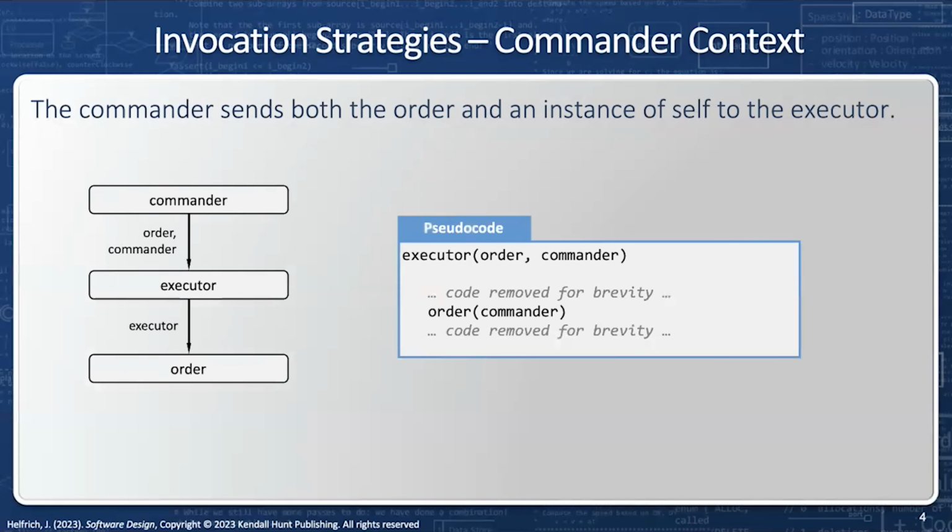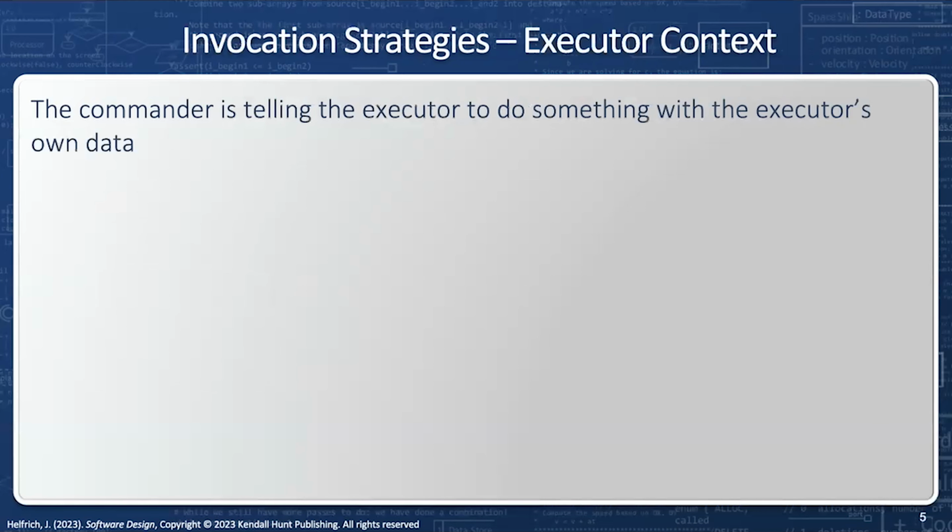So let's take a look at a pseudocode for the executor. It's going to take an order from the commander as well as an instance of the commander itself, and at the appropriate time and place, it will actually execute that order on behalf of the commander. But that order is going to need some context. It's going to need some parameters. It's going to need to do something to something, and that something is the commander, and that comes in as a parameter.